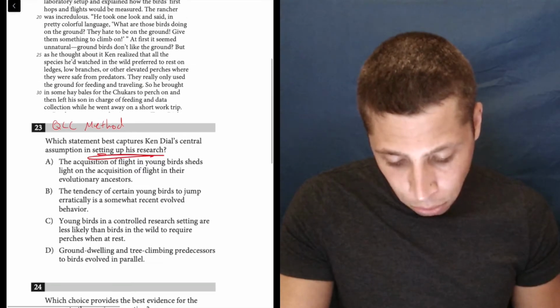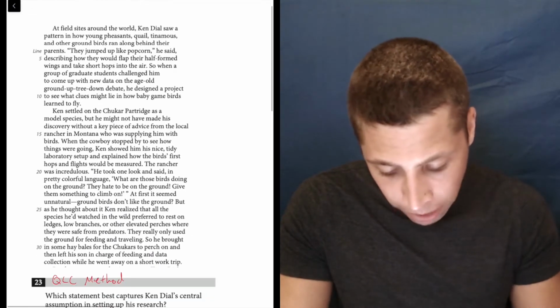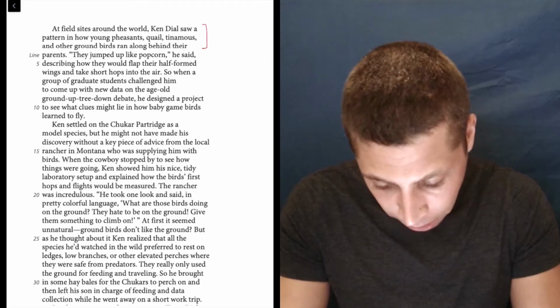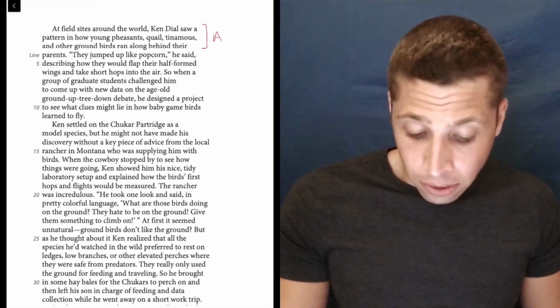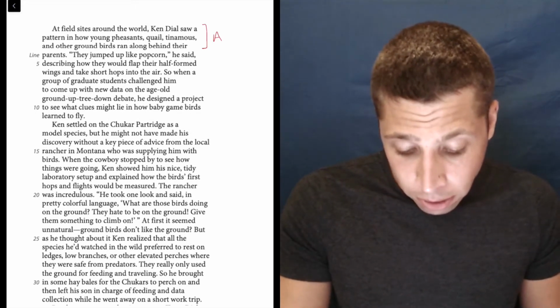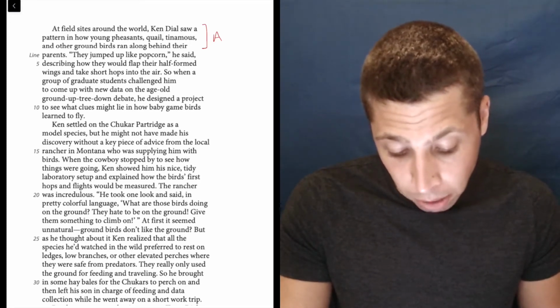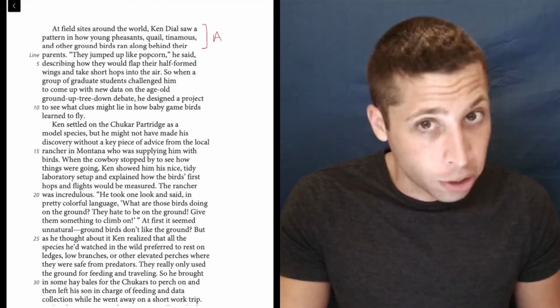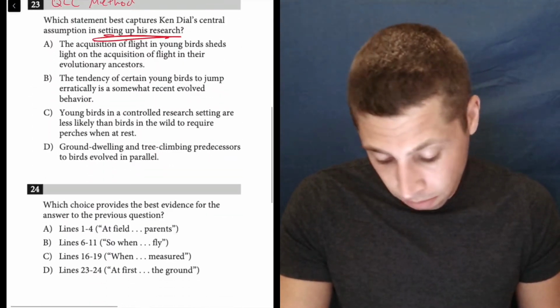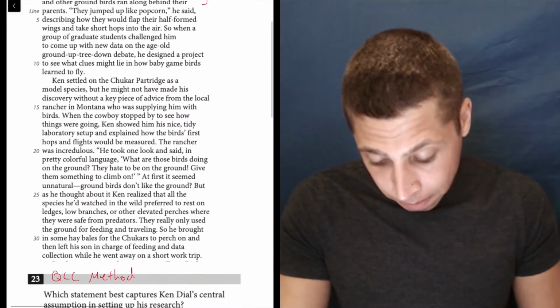So let's go to lines 1 through 4 and see what we get. Here we go. "At field sites around the world, Ken Dial saw a pattern in how young pheasants, quail, tinamous, and other ground birds ran along behind their parents." Well, there's no research here. This is just a guy looking at birds. So nothing.